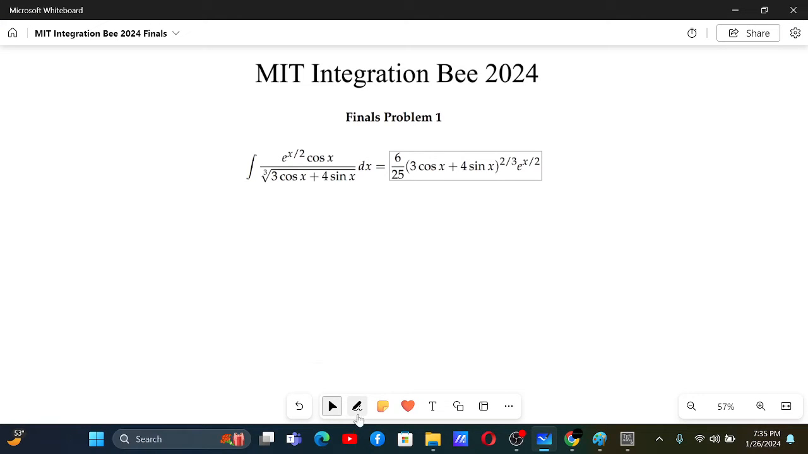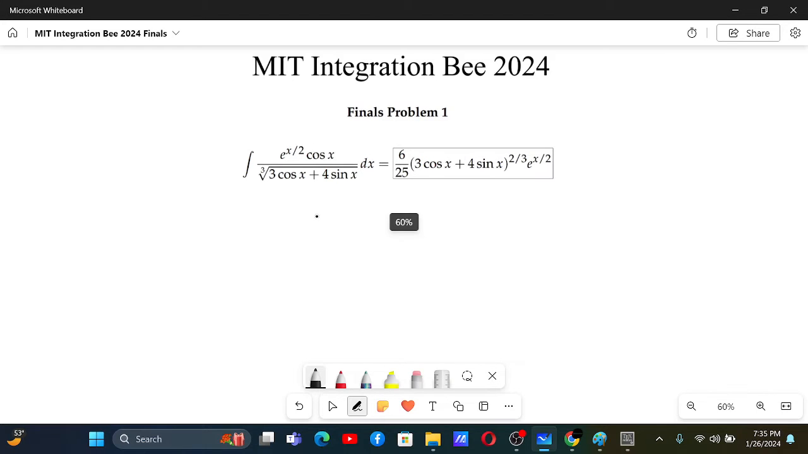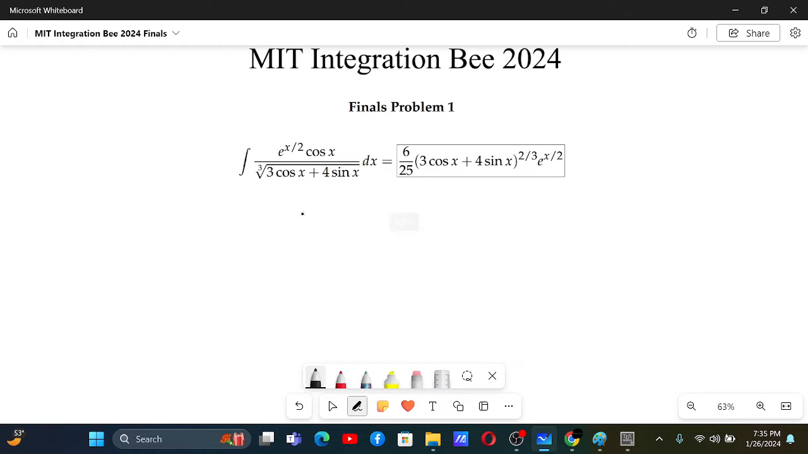Today we have a problem from the MIT Integration Bee 2024 finals, and this was the first problem in the finals. Regarding how we solve this problem, the obvious first approach would be to try to express cos x in terms of this function, let's say f of x, and its derivative f dash x. That's the most basic approach if we have trigonometric ratios in the numerator and denominator.